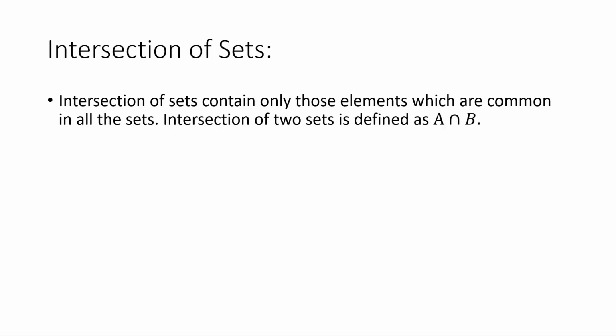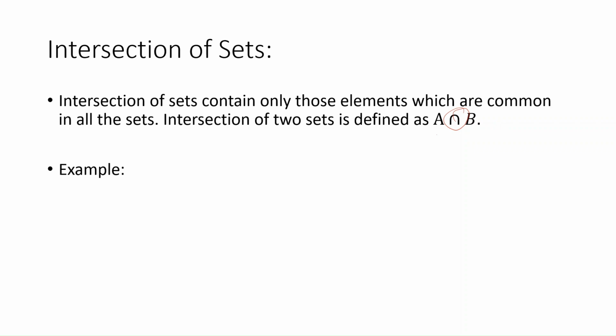Welcome students. In today's video, we will discuss intersection of sets. Intersection of sets means the common portion between two or more sets. What is the definition? The definition is: intersection of sets contains only those elements which are common in all the sets. And we denote intersection of sets using this sign, that is A intersection B.